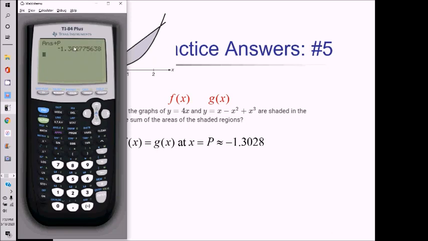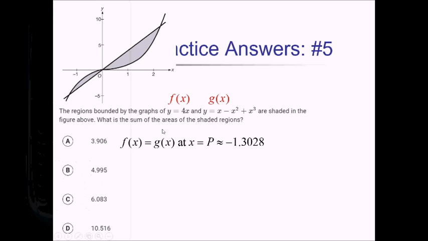And let me find the other intersection point. So we'll do second trace, option 5 again. And let me move my spider over to the far right, over to this spot right here. And it's a long journey. It's an adventure of sorts. And my spider made it over there, so let me do enter, enter, enter. That's about 2.3028. And I'm going to call that point Q, or at least the x value Q.